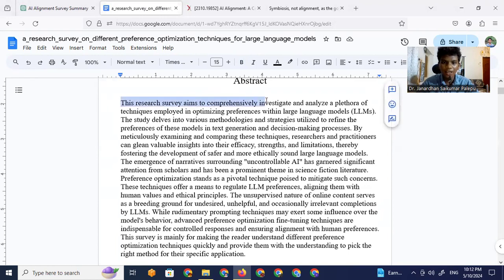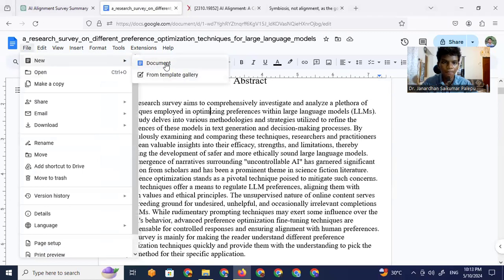This research survey aims to comprehensively investigate and analyze a plethora of techniques employed in optimizing preference with language models. I don't think I have added a good background and an elaborated abstract. I should have maybe elaborated it. So that is why I'm going to start and create a new document and we would write it.